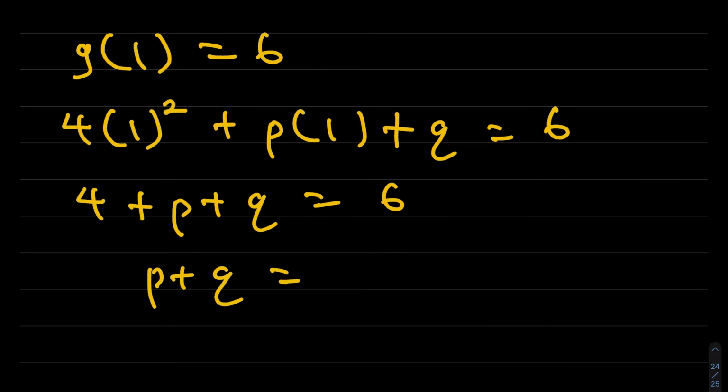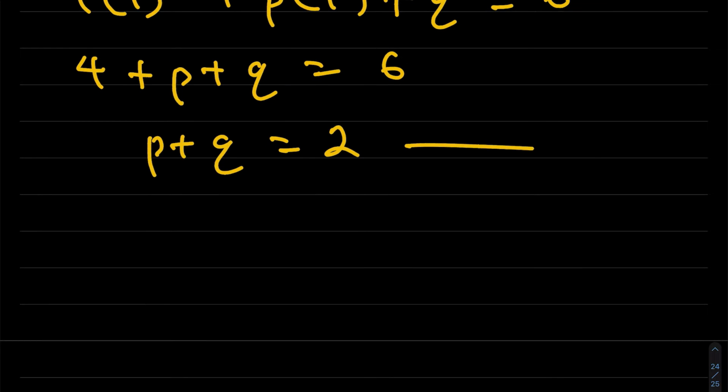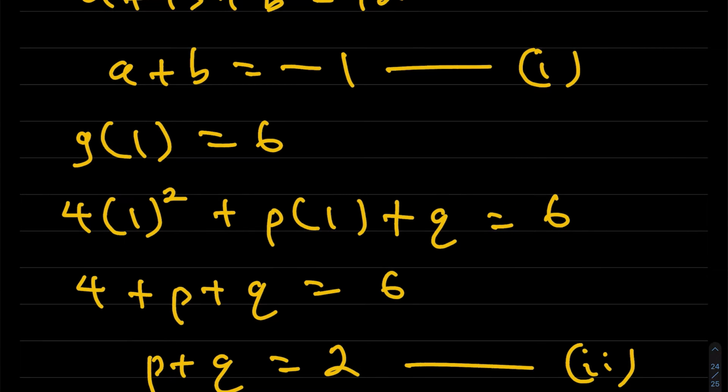And that means p plus q equals 6 minus 4, which is 2. You take this 4 to the right hand side and it becomes minus 4. So on the right hand side you have 6 minus 4, which is 2. And this is the second equation. Now we can't solve simultaneously yet because the equations are of different terms. The first one has a and b, while the second has p and q.